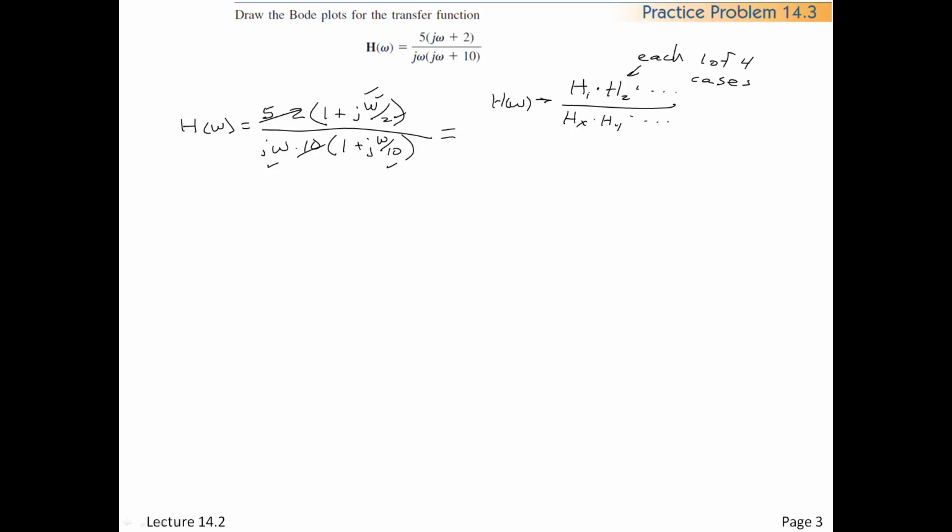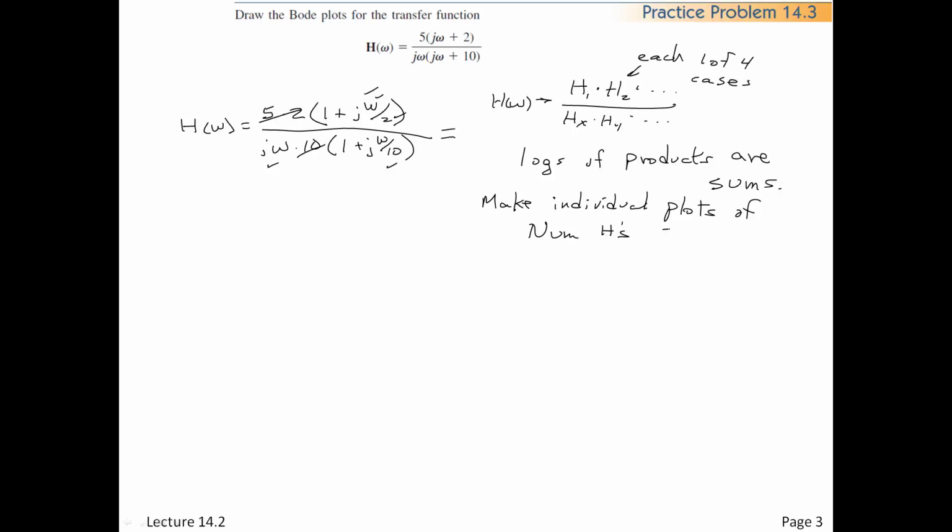Okay, that's what we're trying to do, is get those points. And then what happens to this? When we take logarithms, logs of products are sums. Okay? So you can see it happening. The plan here is to make individual plots of the numerator h's and the denominator h's, right? And then we'll add them graphically.